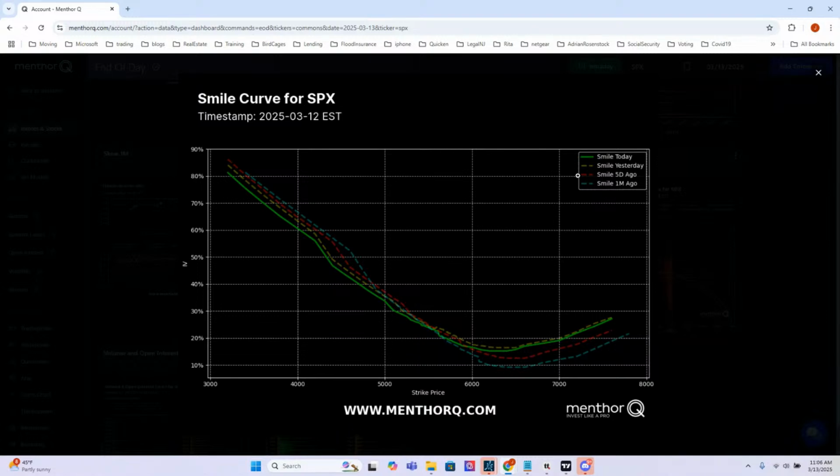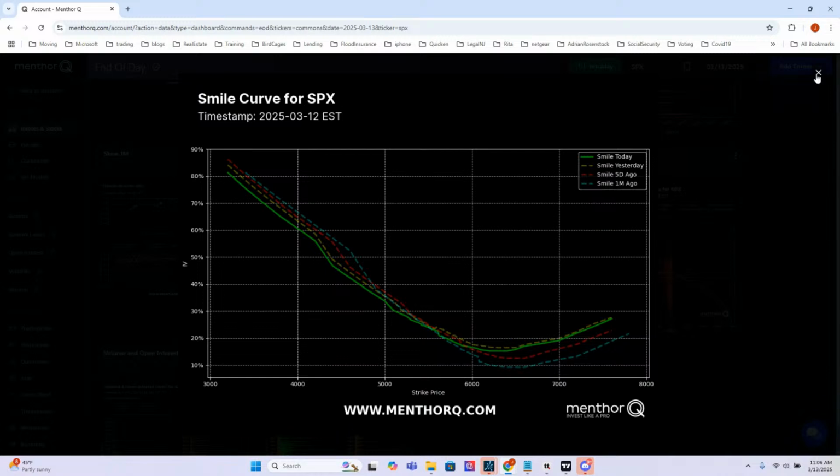So from today, the smile is showing here, where it was yesterday. It was here, where it was, let's say, a month ago. So we're definitely higher than we were a month ago. And there seems to be a very key inflection around this 5,800 to 6,000 area.